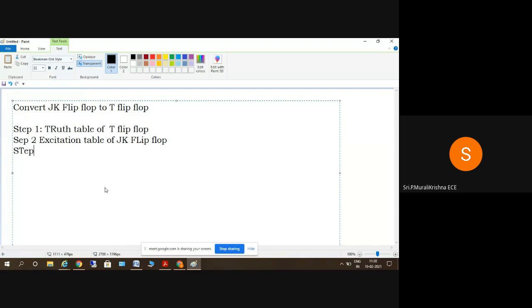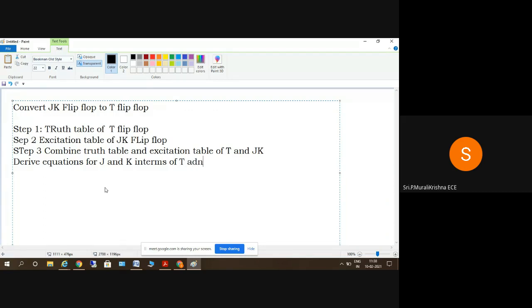And step 3, we have to combine these: combine the truth table and excitation table of T and JK. Derive equations for J and K in terms of T and Q. So that is what we have to do here.